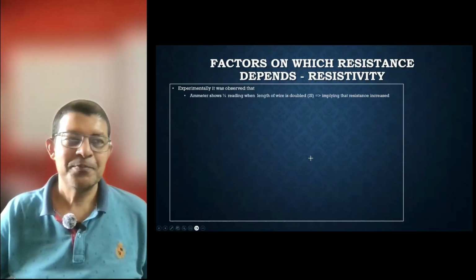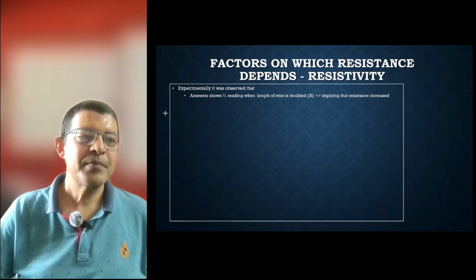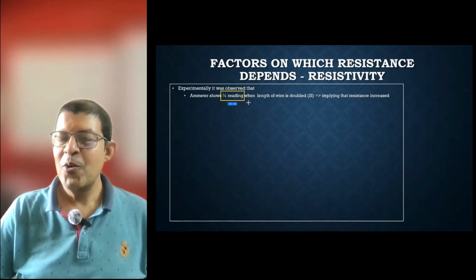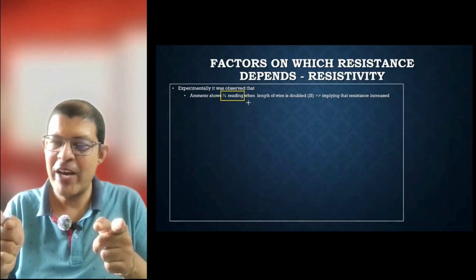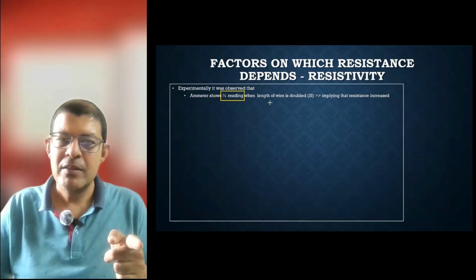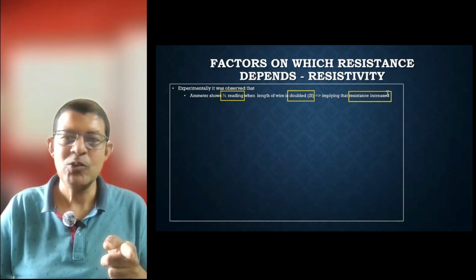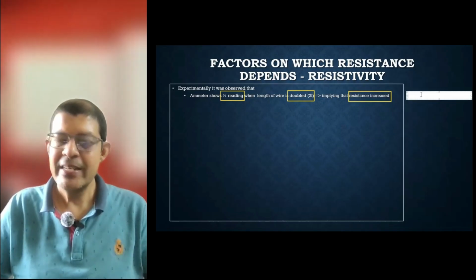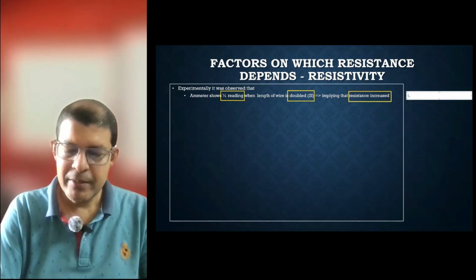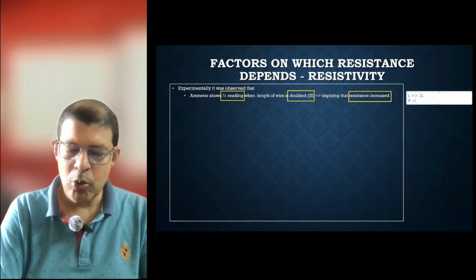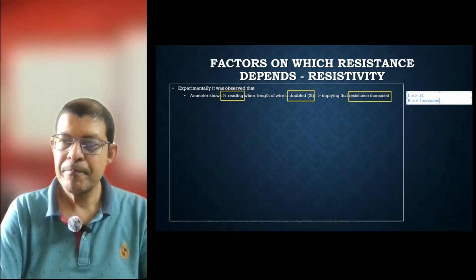The ammeter is given here. The ammeter reading showed half the reading when the length of the wire, if the length of the wire was L, was doubled. Then what happened to the resistance? Resistance increased. So what happened here? Resistance increased. Length became 2L. Then resistance also increased, right?